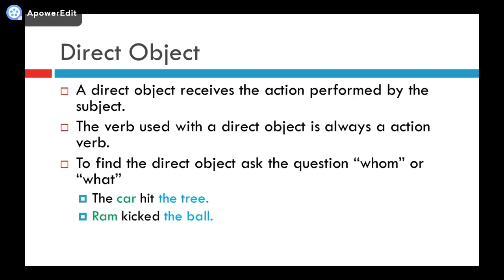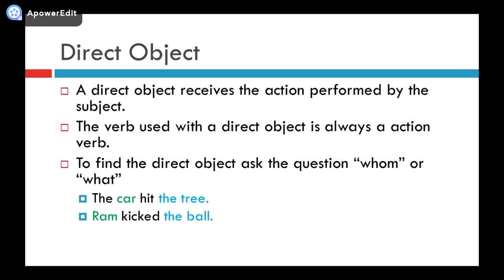To find the direct object, ask the question whom or what. Please note this is not there in the slides. First, read the sentence and try to find out what your subject is. Once you have found your subject, try to find out what your verb in the sentence is. Once you find the verb, try to understand who or what is receiving the action of that verb. The moment you find that, that becomes your direct object.